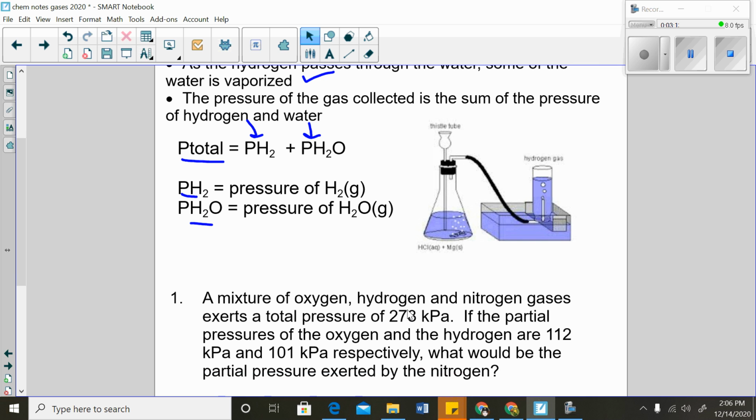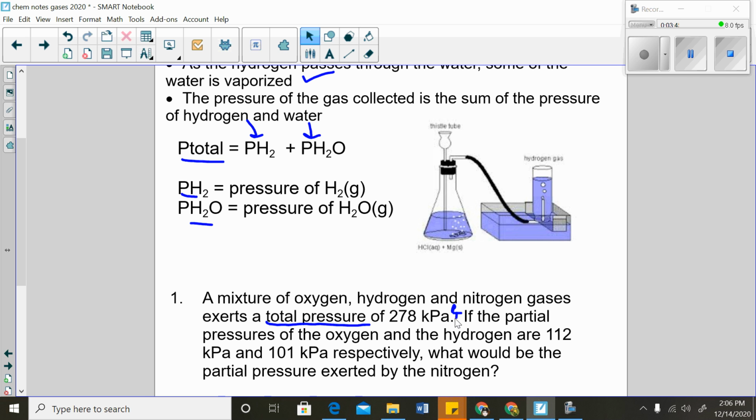Let's try and solve Dalton's law. So how about this example? It says a mixture of oxygen, hydrogen, and nitrogen gases exerts a total pressure of 278 kPa. Okay, so that's the total pressure, or PT. If the partial pressures of the oxygen and the hydrogen are 112 kPa and 101 kPa respectively, what would be the partial pressure exerted by the nitrogen?